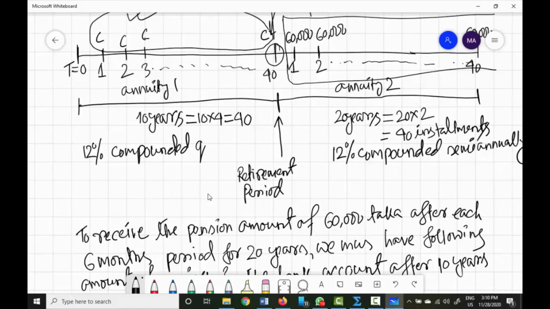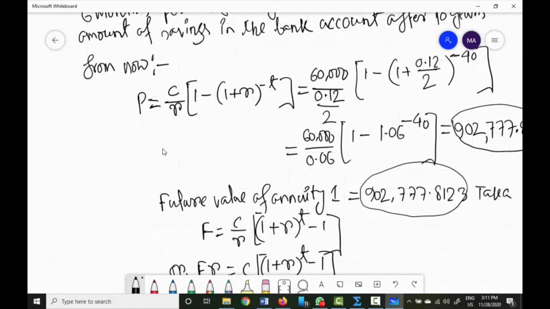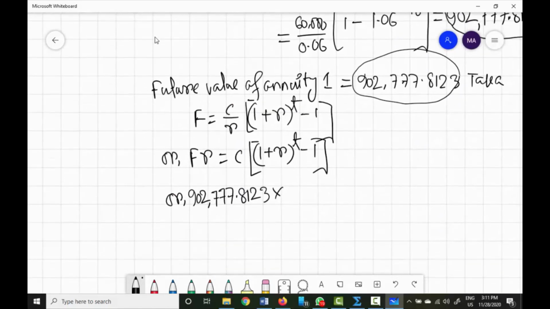It was before compounded semi-annually for annuity 2 because the payment interval was semi-annual. But here we are depositing at the end of every quarter, so interest rate should also be quarterly. So 12% quarterly. Right. So for annuity 1, the interest rate is 12% compounded quarterly. 12% is the annual rate. Quarterly means in 1 year we have 4 quarters, so we will divide it by 4.